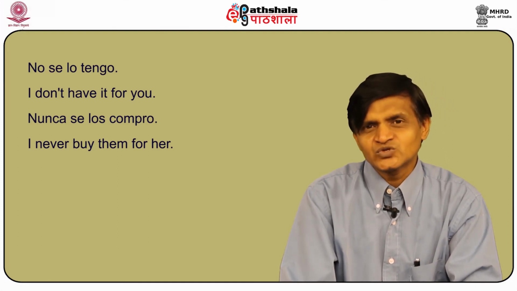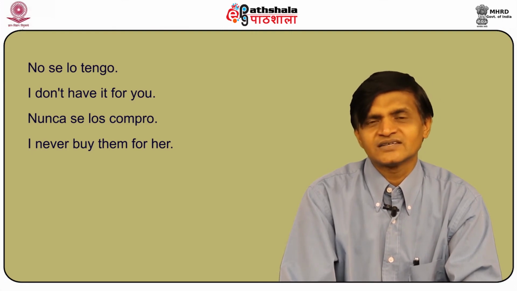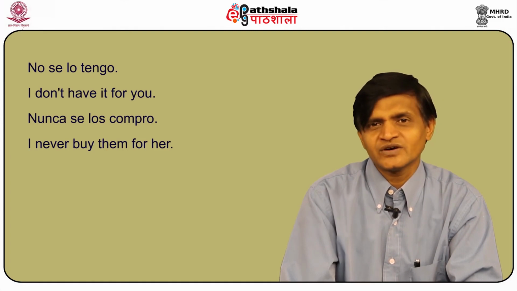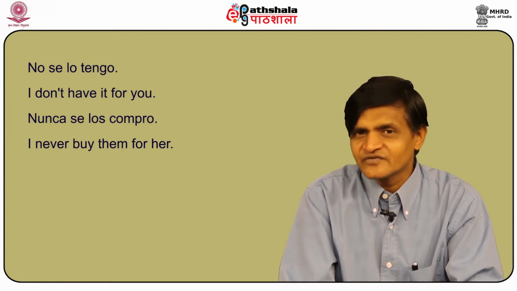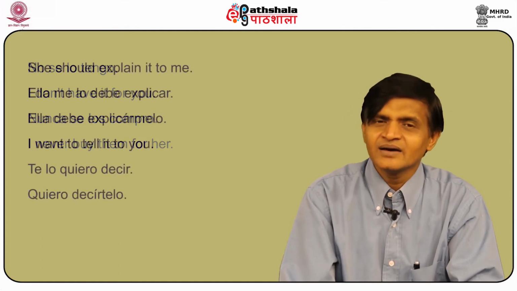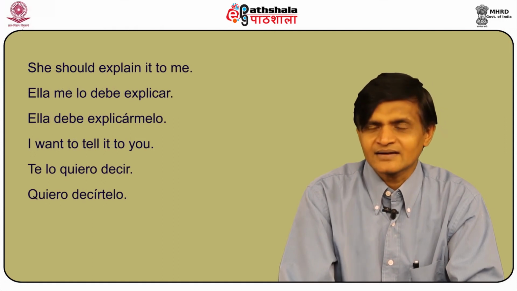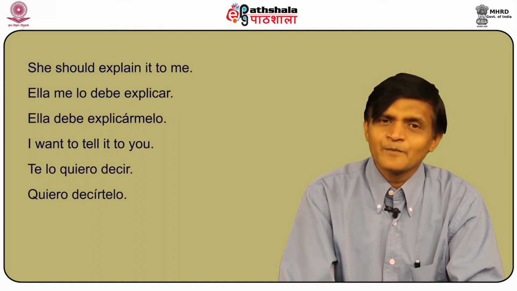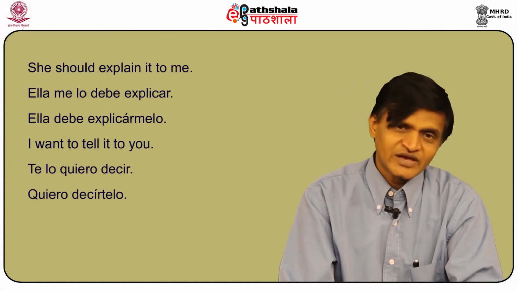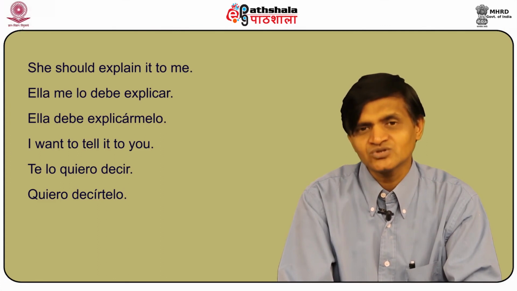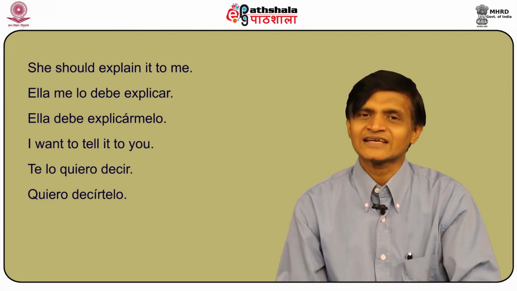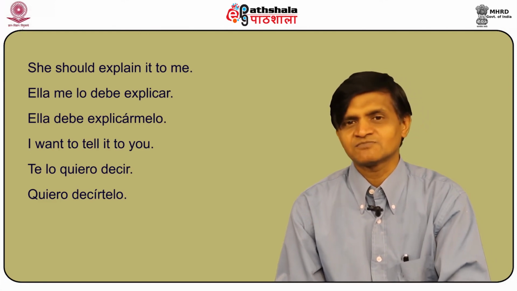In sentences with two verbs, there are two options regarding the placement of the pronouns. Place them immediately before the conjugated verb or attach them directly to the infinitive. She should explain it to me. Ella me lo debe explicar. Or, as we have discussed previously, Spanish allows you to say: ella debe explicármelo, with an accent on the A.